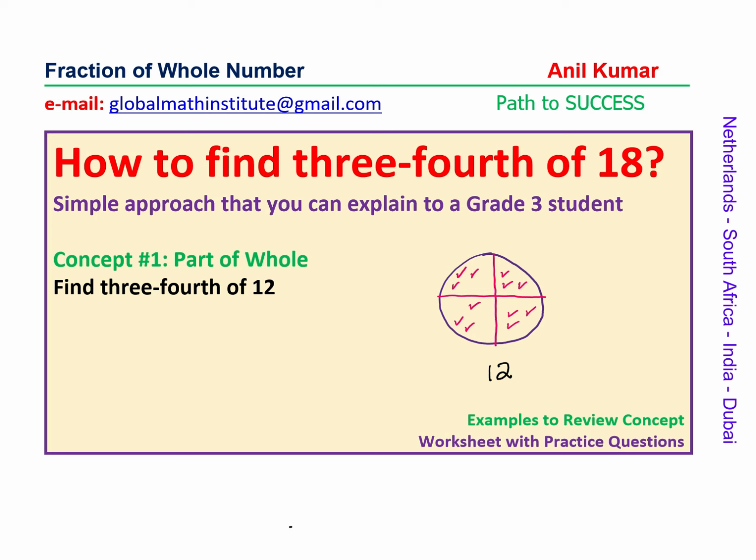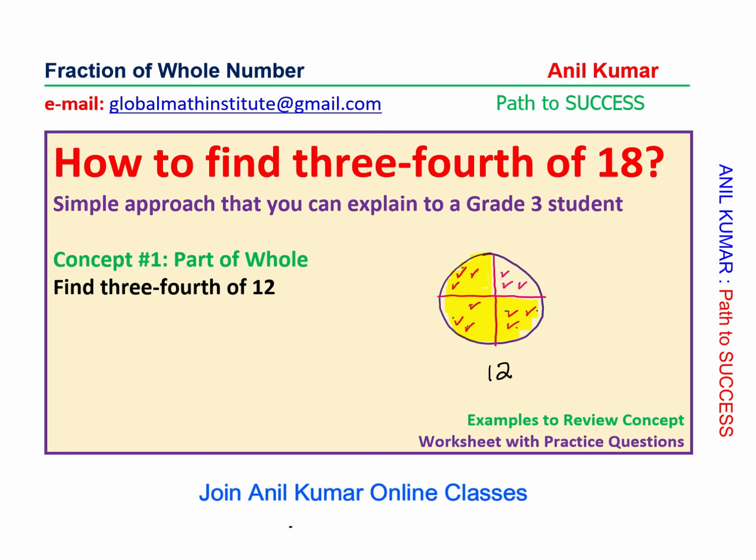Now, out of these 4 quarters, we need 3/4, means we need all these, right? So we are leaving that one and taking everything else. So as you can see, what we have got here is 3/4 of 12. You can count them, right? So 1, 2, 3, 4, 5, 6, 7, 8, 9. So 3/4 of 12 is 9. That is what it is. How did we do it?